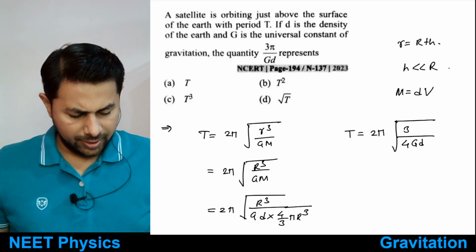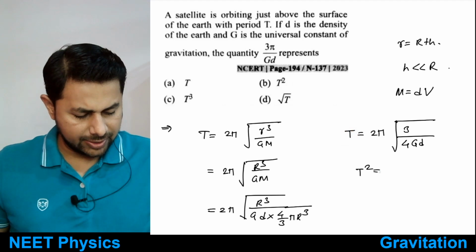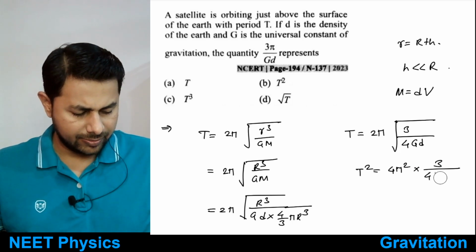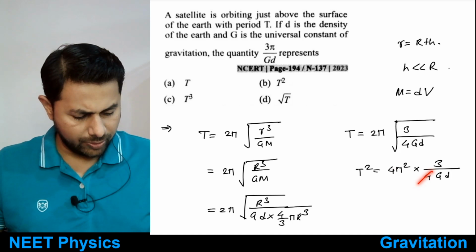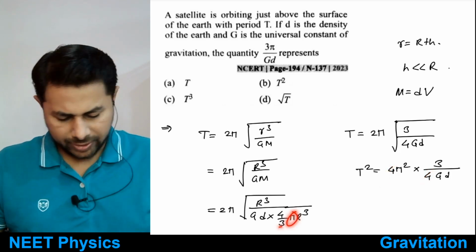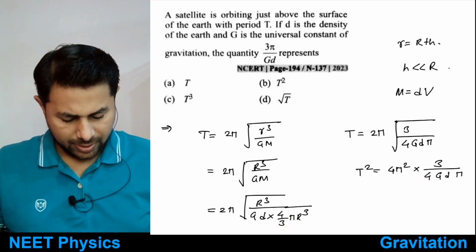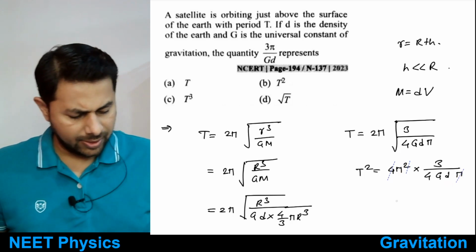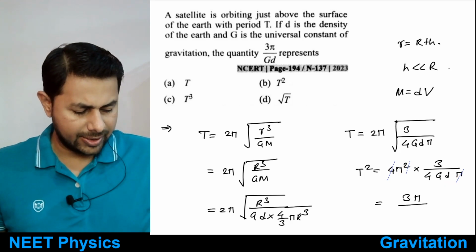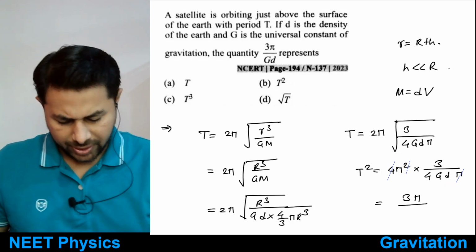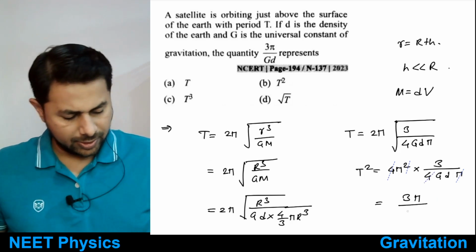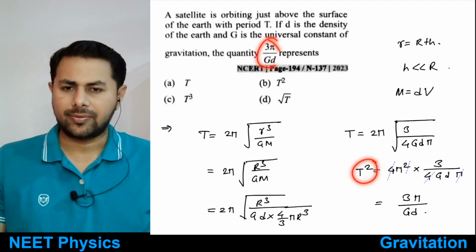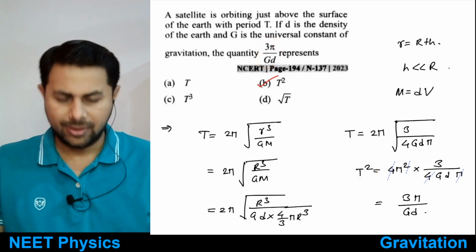Then you can take the square of this, so T square is equal to 4 pi square multiplied by 3 upon 4 pi G D. The 4 gets cancelled out, one pi gets cancelled out, and then what do you get? 3 pi divided by G D, and that is your answer. So what is that? It is T square. Is this thing clear?